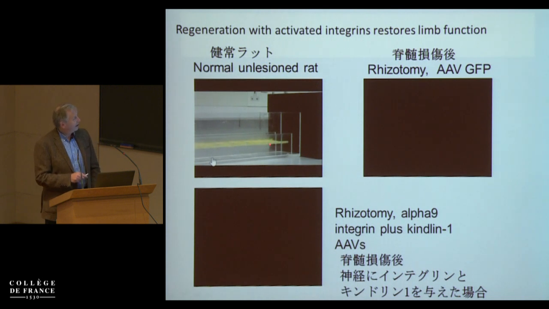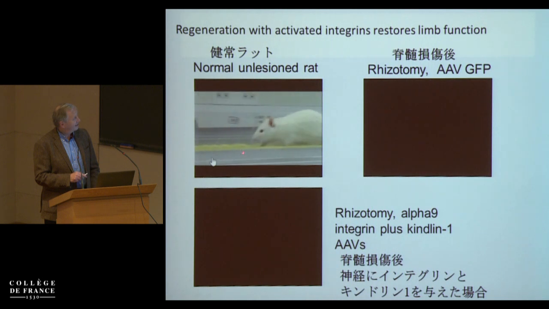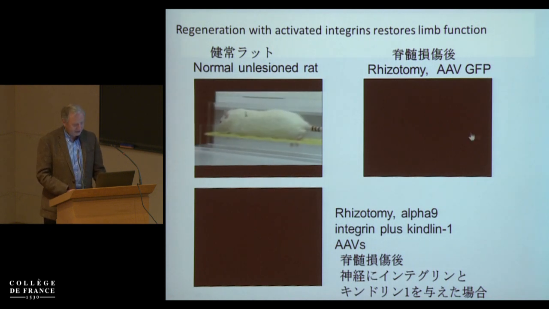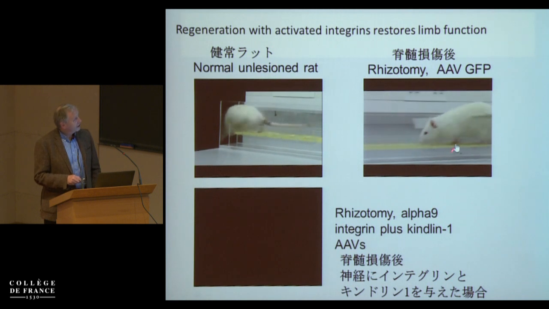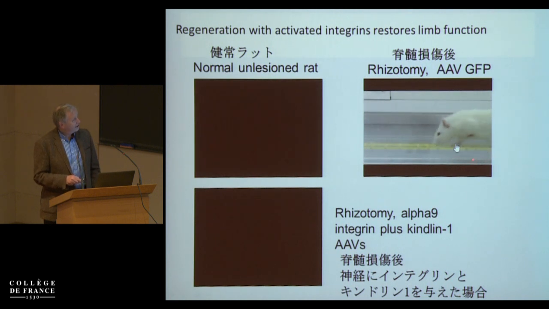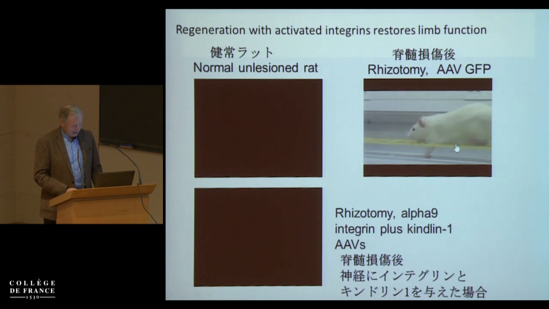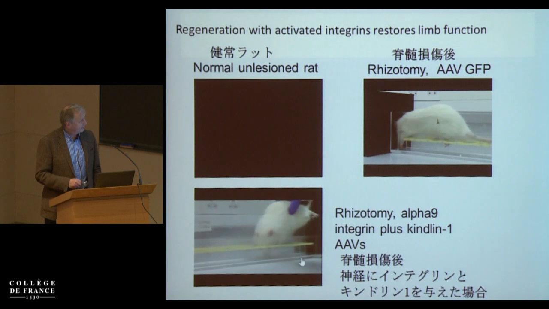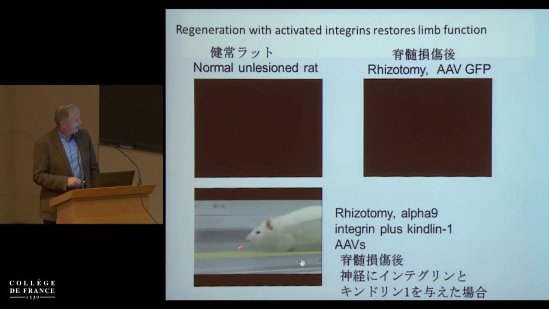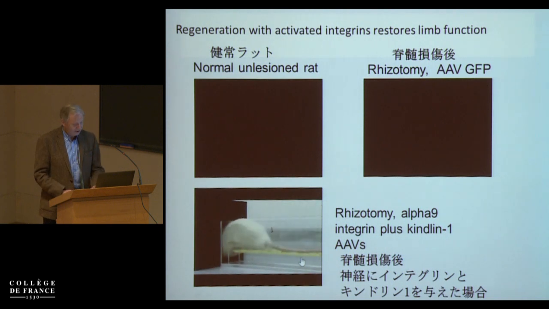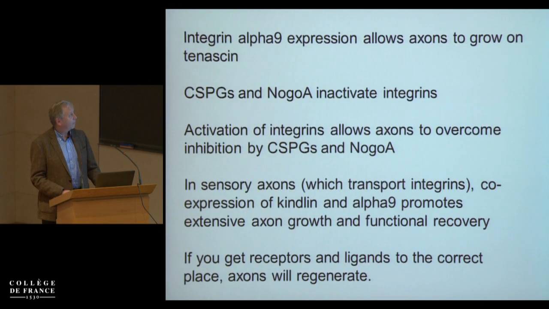In terms of limb behavior, here's some animals walking down a ladder, and this is a normal animal when he stops messing around, walking down the ladder, and you can see they don't very often make mistakes with their hands. Here's a control animal that's received a control virus, and you can see this animal is hopeless. He has no idea where his leg is at all. And here's animals that received alpha-9 and kindlin together, and basically they have pretty good function. There's occasional foot slips, but more or less restoration of function.